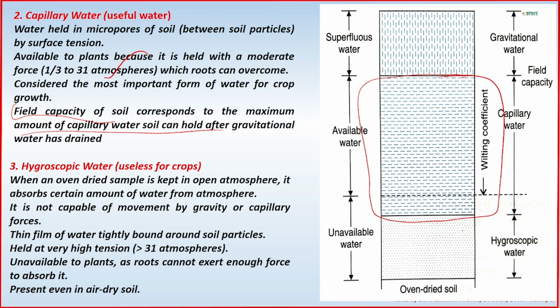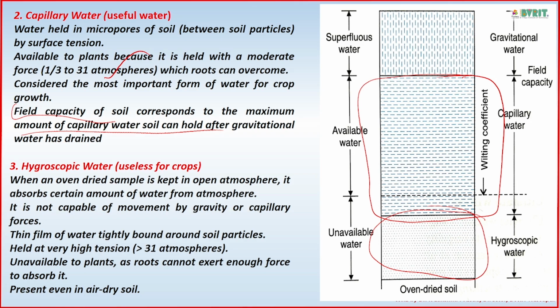Then the third one is hygroscopic water. Hygroscopic water is not useful for the crops from any point of view. What do you mean by hygroscopic water? For example, if you take an oven-dried sample of soil and keep it in the atmosphere, it absorbs some moisture from the atmosphere. Whatever moisture it can absorb, that is what we call hygroscopic water. But it cannot be taken out. It cannot be withdrawn.